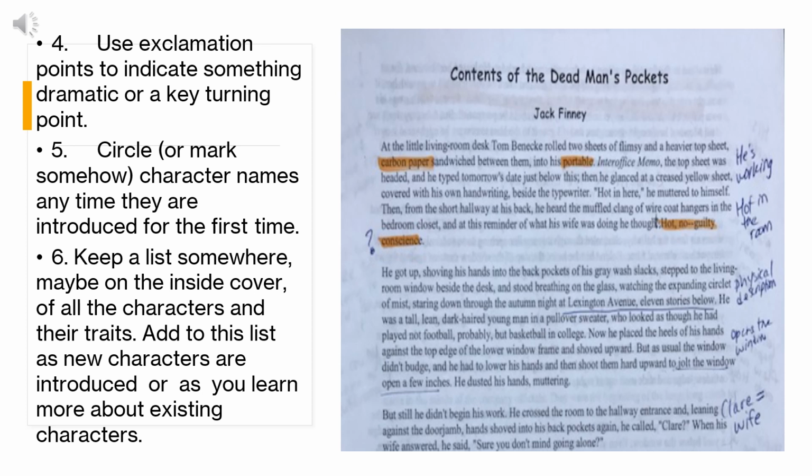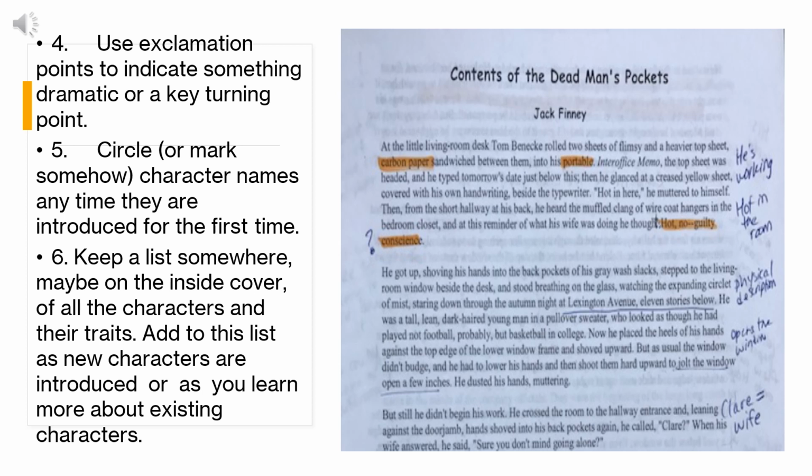This time we have here a story, The Contents of the Dead Man's Pockets, by Jack Finney. So again, use the exclamation point. When are you going to use it? To indicate something dramatic or a key turning point. So if you notice in the story that that portion is already the climax, then you can write there an exclamation point, indicating that that is an intense portion of the story.